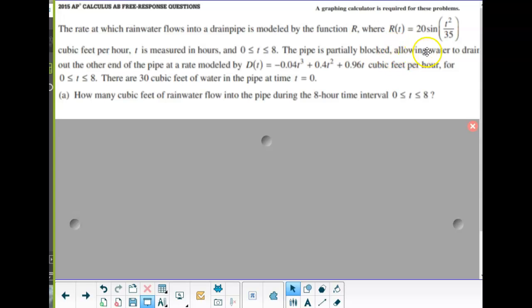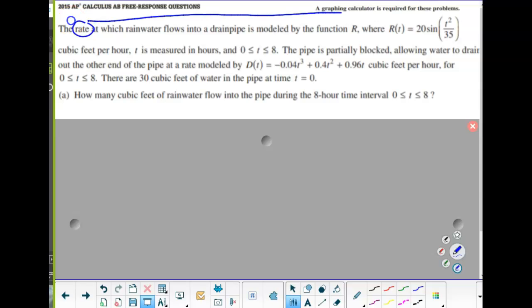The pipe, though, is partially blocked, allowing water to drain out the other end, modeled by another rate. So we have 2 rates. R is the rate going in, D is the rate going out in cubic feet per hour for the same time limit. It's very important to notice that they go from the same time limit. All right, there are 30 cubic feet of water in the pipe at time 0. So if I was doing this problem, I would do this. I would circle rate, and I would just make a note that R of t is a rate from 0 to 8, and then we have another rate, d of t.